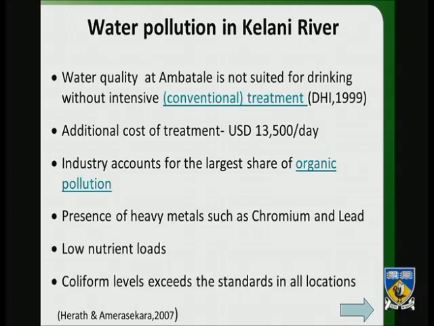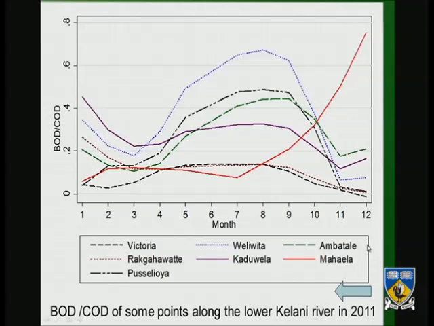When we look at the data, industry accounts for the largest share of organic pollution. How did they look at this? They looked at the biochemical oxygen demand and chemical oxygen demand. And the rule of thumb is, if the ratio is below 0.5, more pollutants are coming from industries.